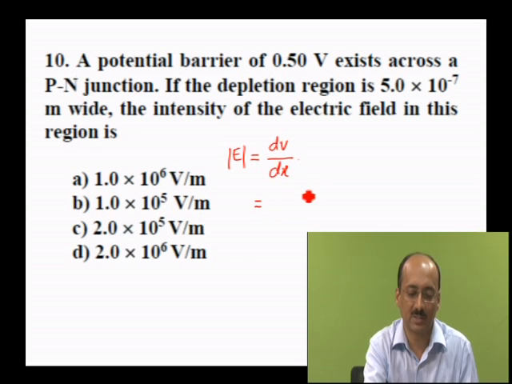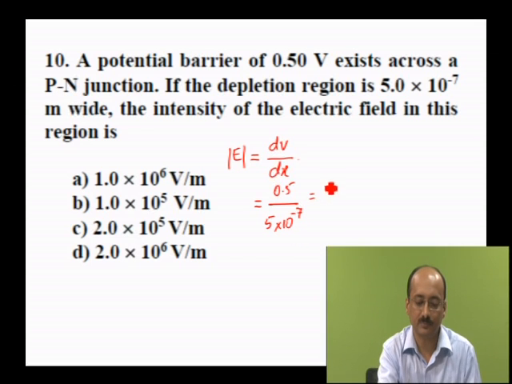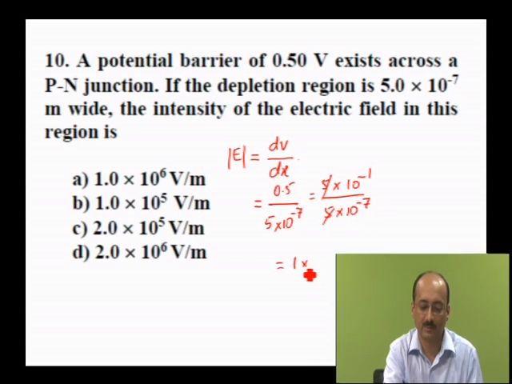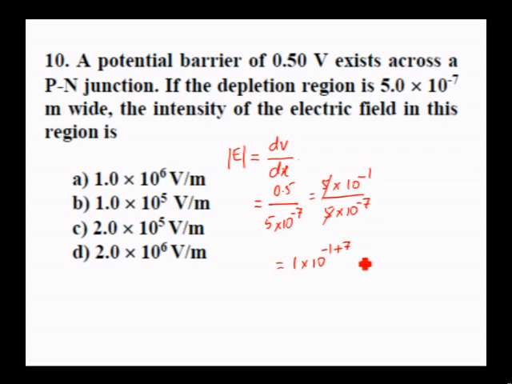Here they have given potential barrier height to be 0.5 and the depletion region width is 5 into 10 raised to minus 7. You can write 0.5 as 5 into 10 raised to minus 1. This is 5 into 10 raised to minus 7. So this will go, and this leads you to 1 into 10 raised to minus 7; when it goes to the numerator it becomes plus 7. So that leads you to 10 raised to 6. So the answer will be 1 into 10 raised to 6 volt per meter, which is choice A.